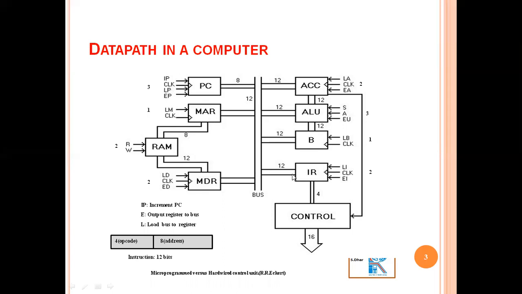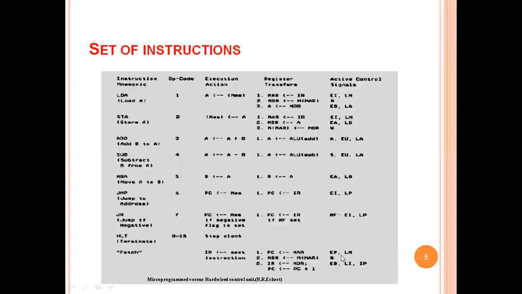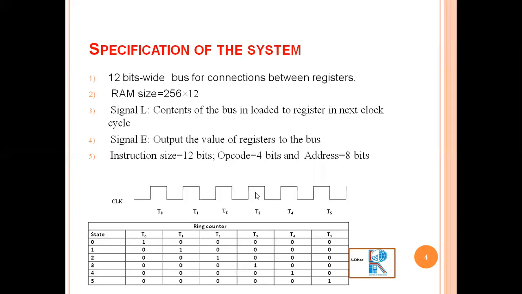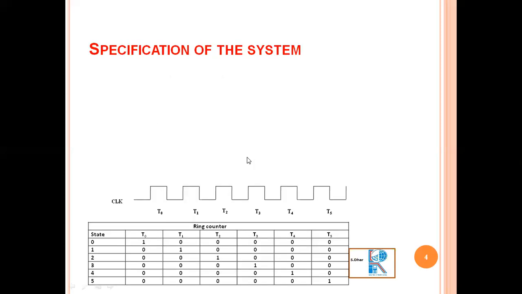That means EP and LM. Clear? MAR to PC means EP to LM. So if I go here, EP means data will go from here to here. LM means MAR data to go here.